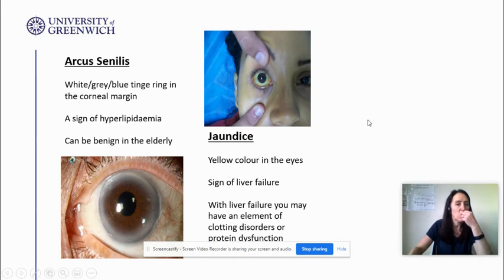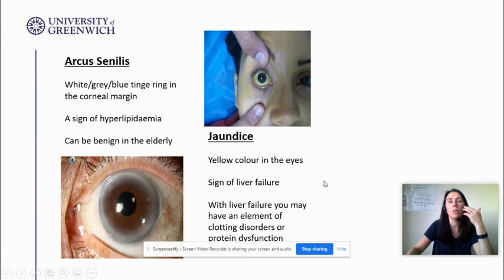All right. So arcus senilis. This is the picture down here, which freaks me out a little bit because it looks like a fish eye. It's the white, grey, bluey ring just around the cornea there. And this can be a sign of hyperlipidemia. You'll see that quite often in older patients. Do you know what hyperlipidemia means? If not, you can look it up, pause me, or I'll just tell you, it's high cholesterol. Now, jaundice we've seen in the respiratory system as well.